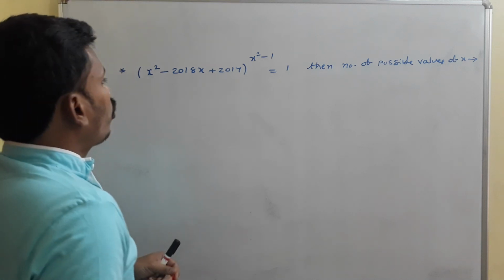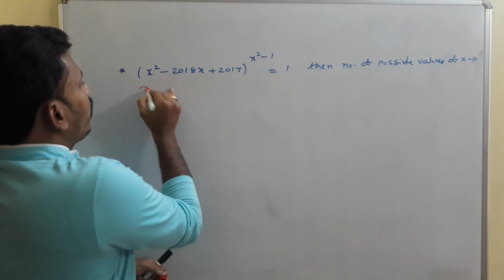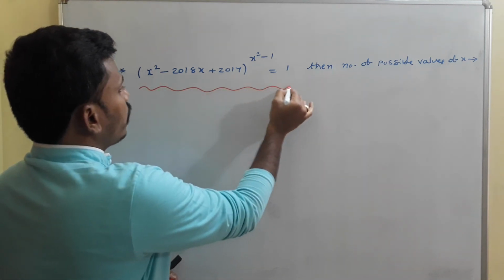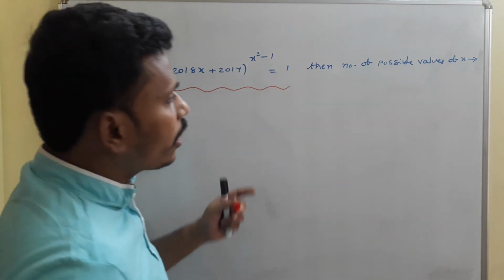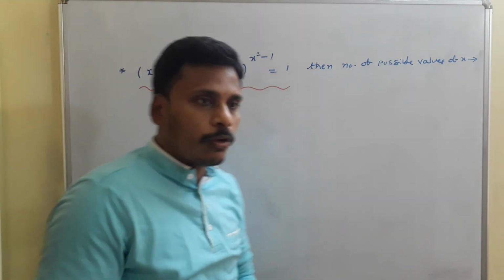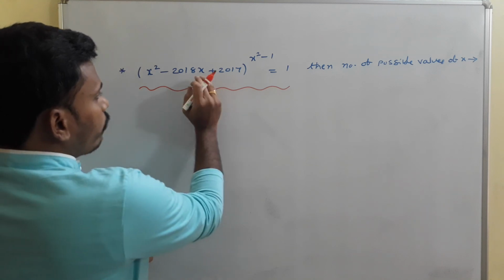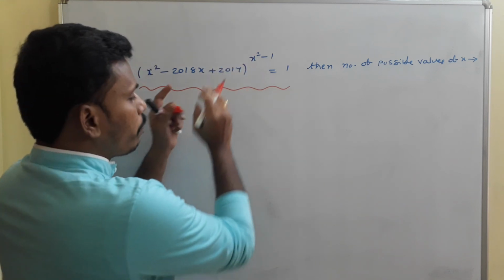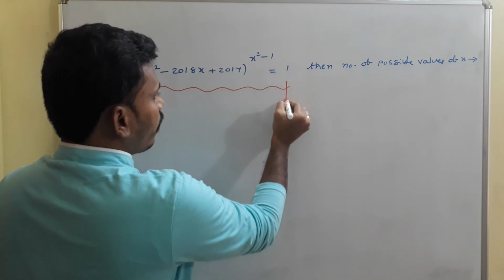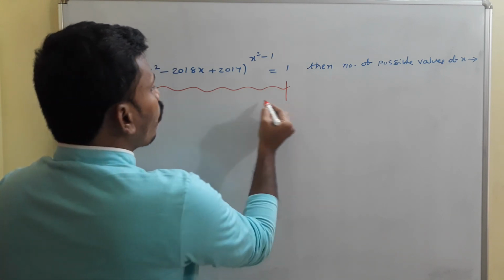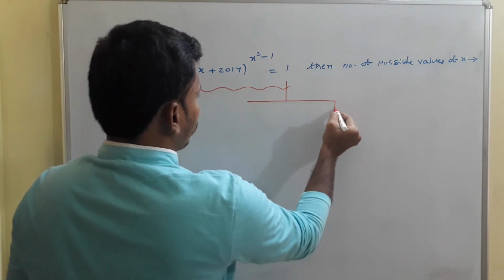(x square minus 2018x plus 2017) to the power (x square minus 1) is equal to 1, and our target is to find the number of possible values of x. See, this side we have some base to the power, base and power, exponential form, and this side we have 1.